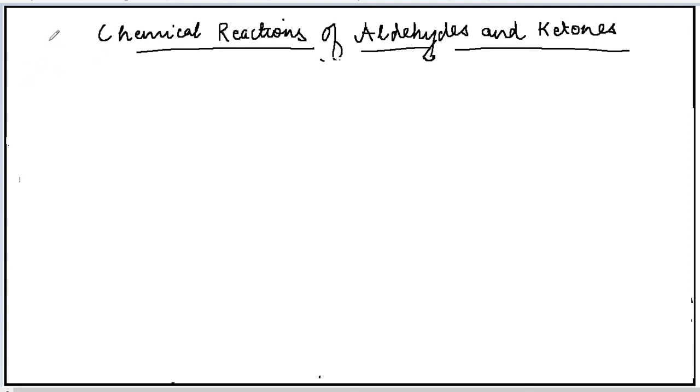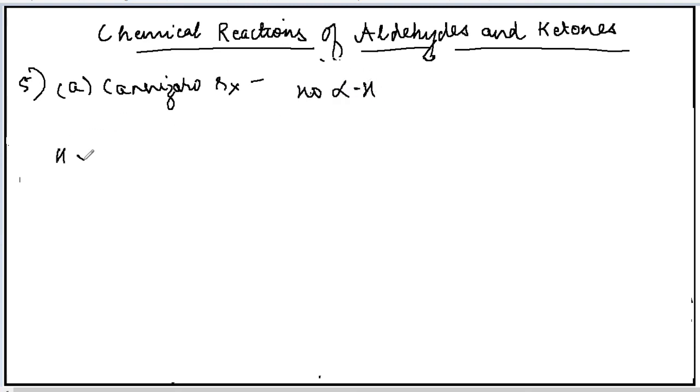the last set of reactions. I'll take the 2 reactions in that set. So the first reaction is the Cannizzaro reaction. This reaction is given by those aldehydes and ketones which have no alpha hydrogen. So this reaction is given by those aldehydes and ketones which have no alpha hydrogen.